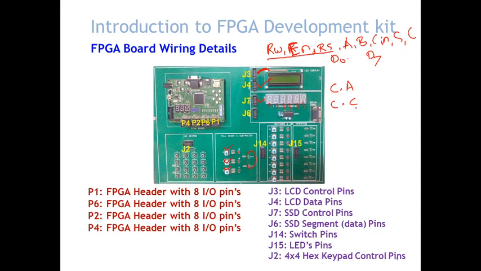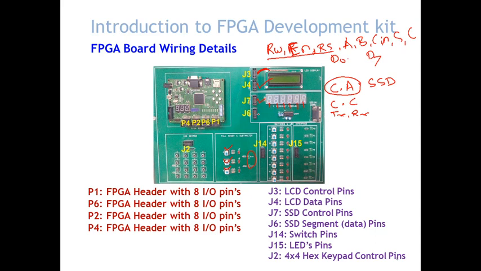If it is a common cathode, then it is to be connected to logic 0. So on this board we have used the common anode 7 segment display type, common anode SSD type. To control this 7 segment on off, these 6 signals are connected to this J7 header, as well as the TX and RX of the UART. TX and RX of the UART are also routed here.